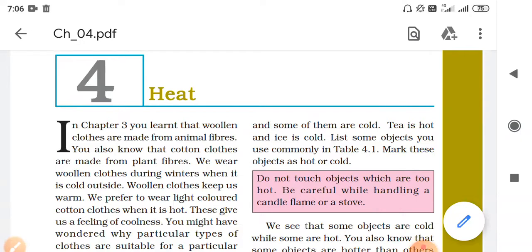Now we wear woolen clothes during winters when it is cold outside. Woolen clothes keep us warm. What do woolen clothes do? हमें गर्म रखते हैं। सर्दियों में हमें गर्म रखते हैं और सर्दी से बचाते हैं। That's why we wear woolen clothes.